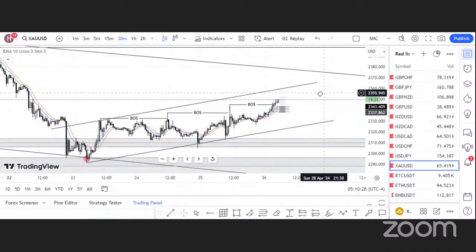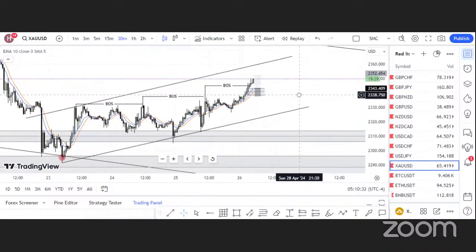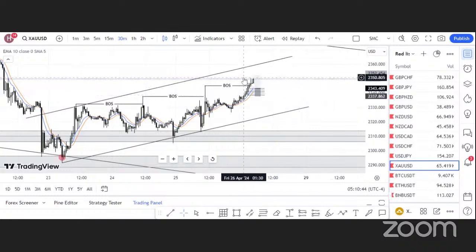Okay, so this simply means that the buying pressure is dropping down. The buying pressure is decreasing, so we might have a decline very soon. The market can sell to a fair value gap zone or another block zone, and then continue to buy.